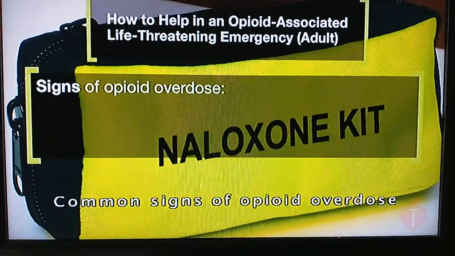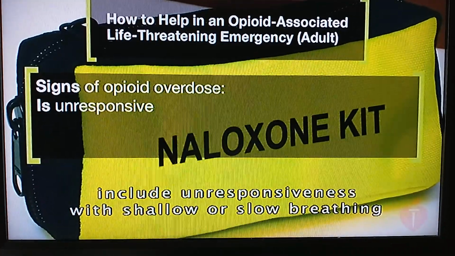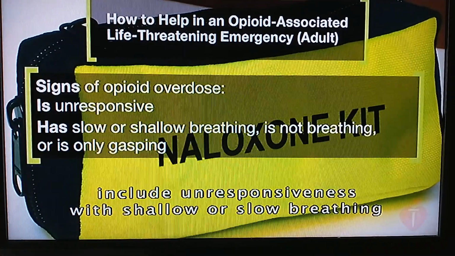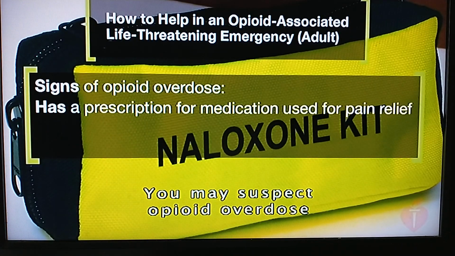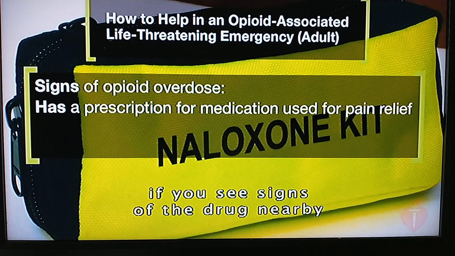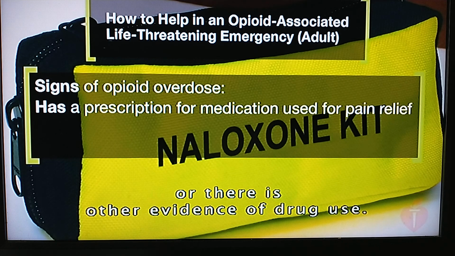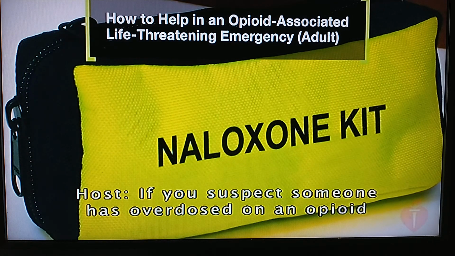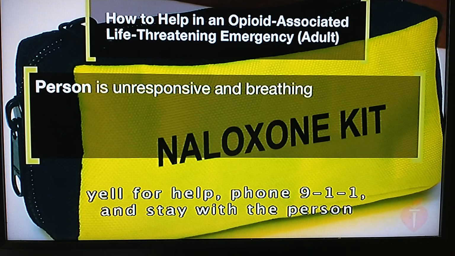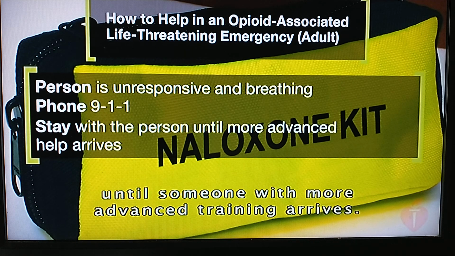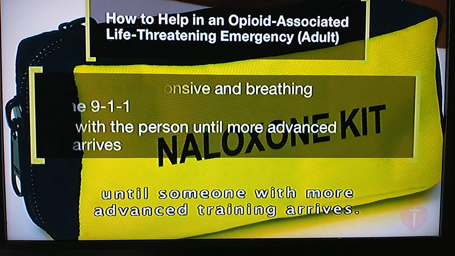Common signs of opioid overdose include unresponsiveness with shallow or slow breathing, or even no breathing or only gasping. You may suspect opioid overdose if you see signs of the drug nearby, or there is other evidence of drug use. If you suspect someone has overdosed on an opioid and the person is unresponsive but still breathing, yell for help. Phone 911 and stay with the person until someone with more advanced training arrives.